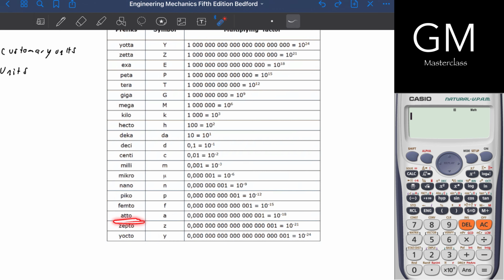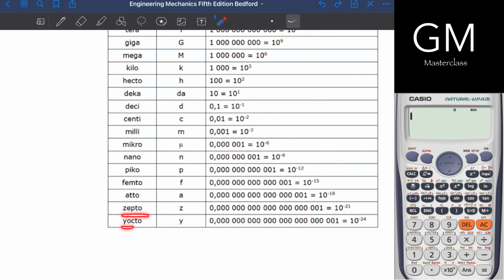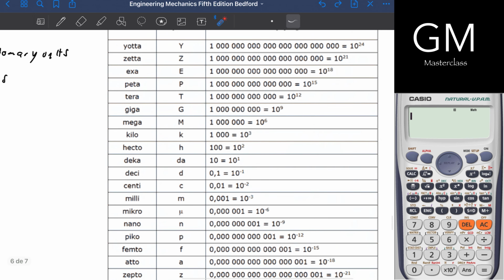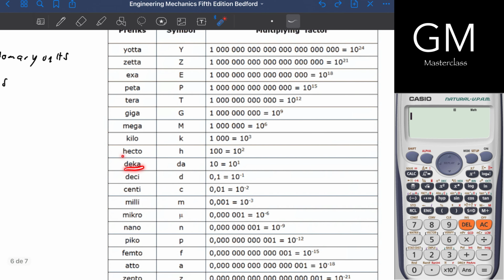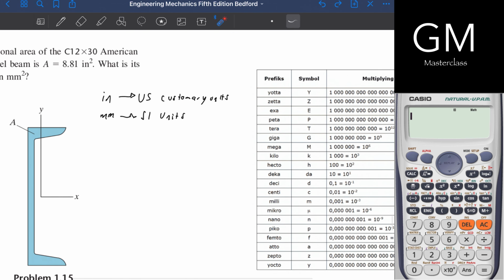I actually have memorized until that prefix, but there are still zepto and yocto. And the same thing on the upper side: deca, hecto, kilo, mega, giga, tera, peta, exa. This is the last one that I've memorized, but there are still zetta and yotta. This is pretty easy because you just have to do 1, 2, 3, and then 3 by 3: 6, 9, 12, 15, 18, 21, and 24.